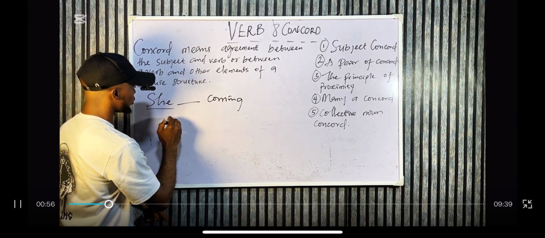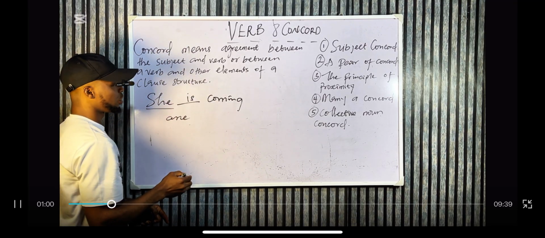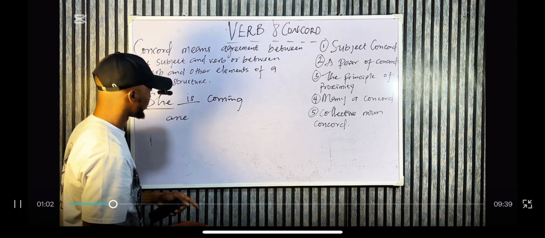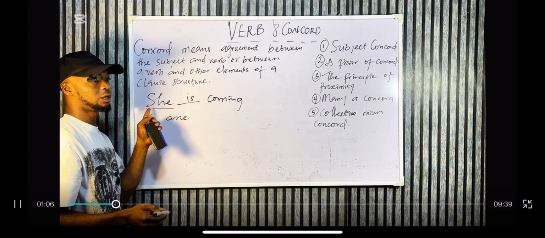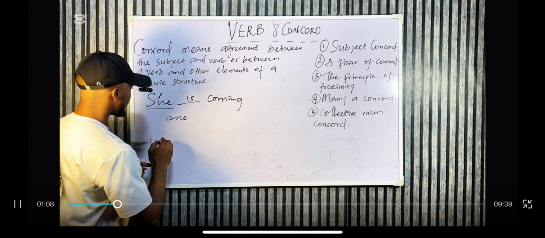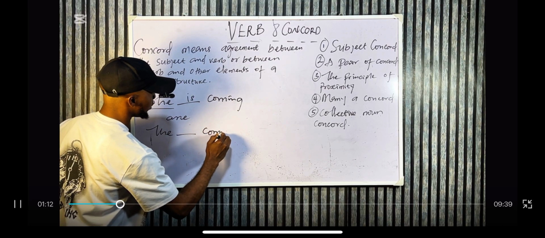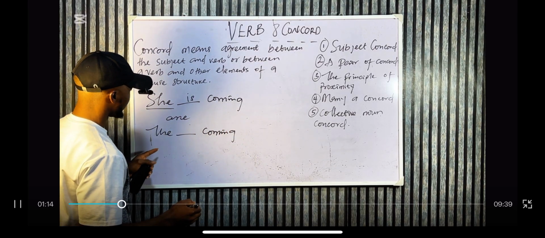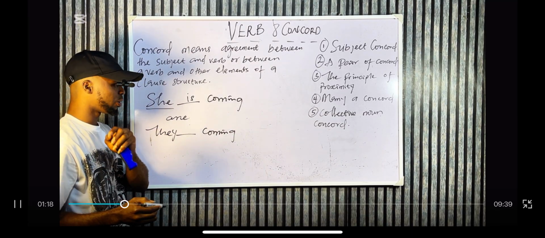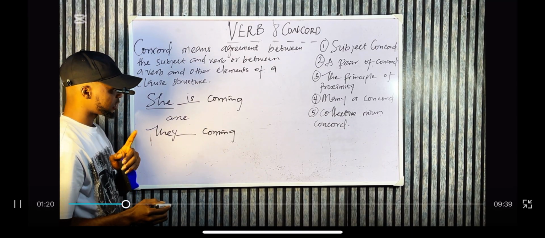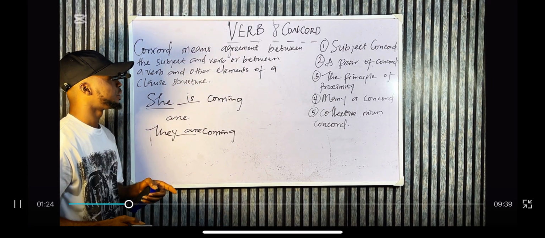The verb here is not supposed to be are, but it's supposed to be is, because is a singular verb. Our subject here is a singular pronoun. Another one is this: "they coming". They here is plural, so it's going to attract a plural verb, which is they are coming.